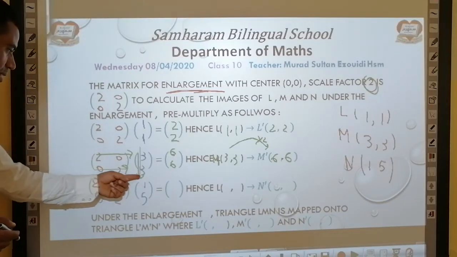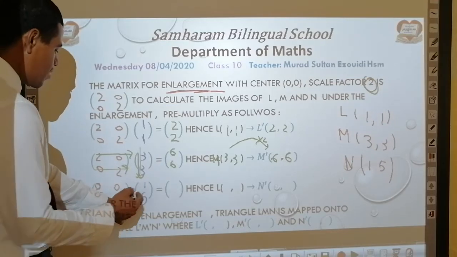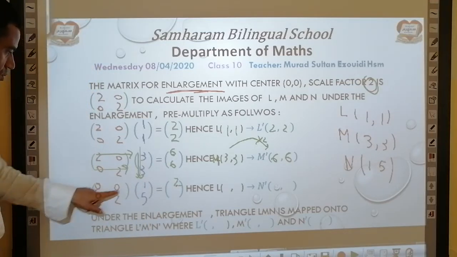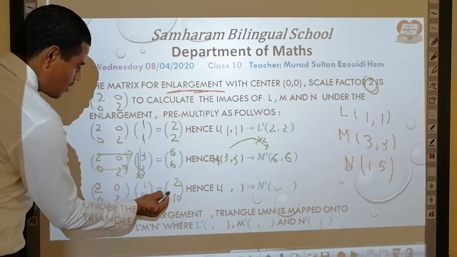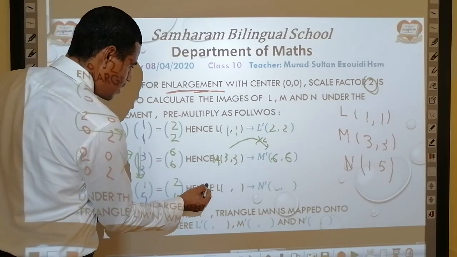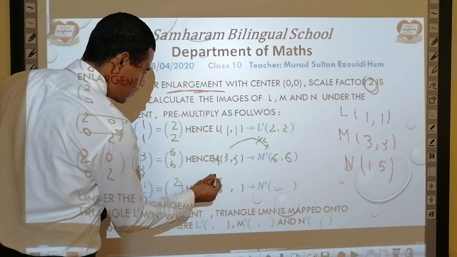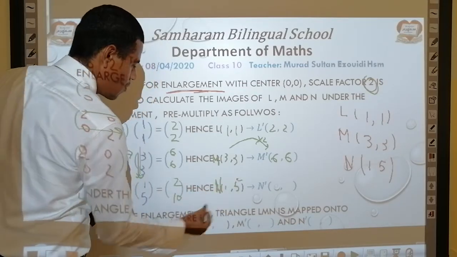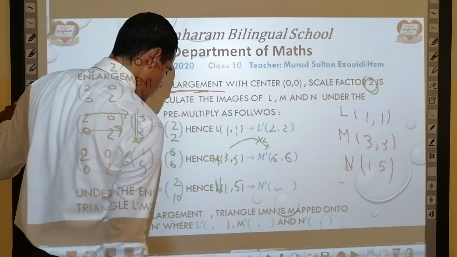The next one, this one multiplied by that. 2 by 1 is 2, plus 0 by 5 is 0. 2 plus 0 is 2. Then this one multiplied by that. 0 by 1, 0, 2 by 5, 10. 10 plus 0 is 10. It means that you multiply 1 by 2 is 2, 5 by 2 is 10. So N of coordinates 1, 5 maps to 2, 10.